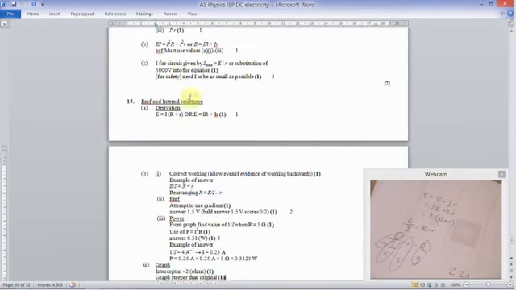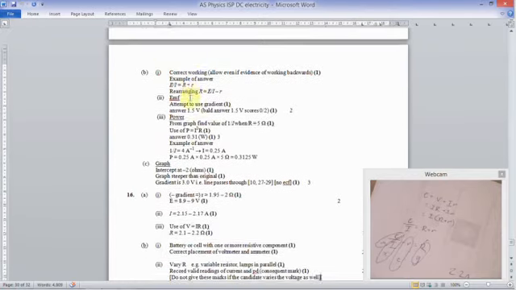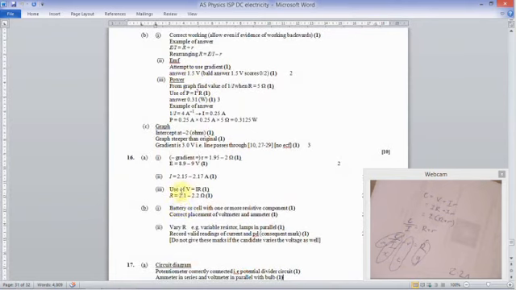Let's go further down. Okay, so yep, there we go. It's a rearrangement of V equals IR. So you end up with about 4ish divided by 2.2, so you end up with about 2.1, 2.2. Brilliant.